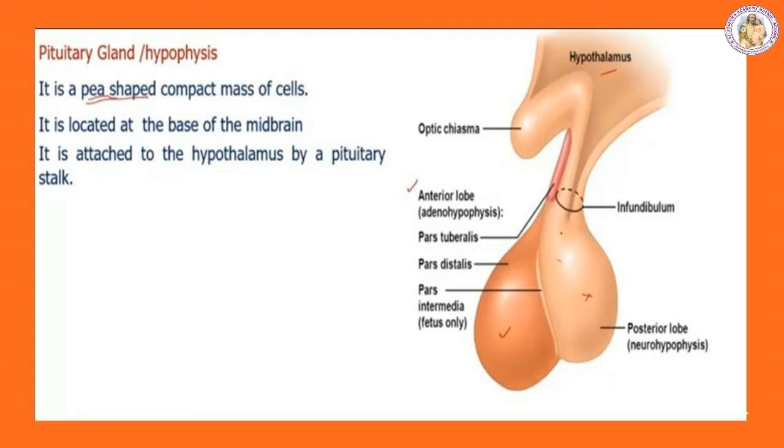The pituitary gland is otherwise called the master gland. Why is it called the master gland? The pituitary gland forms a major endocrine gland in most vertebrates and it is used to control and regulate other endocrine glands. So, it is called the master gland.